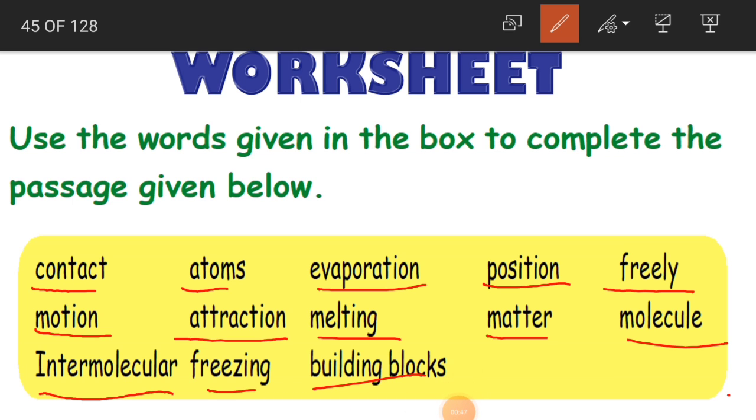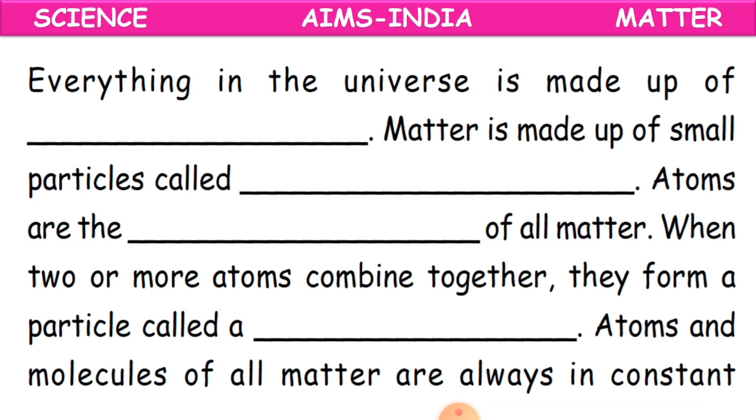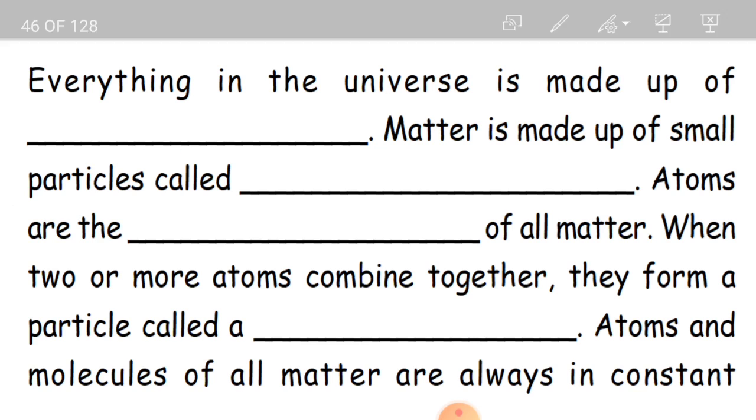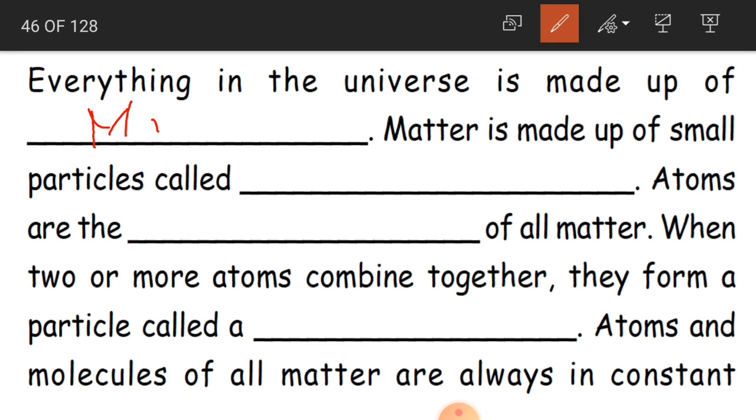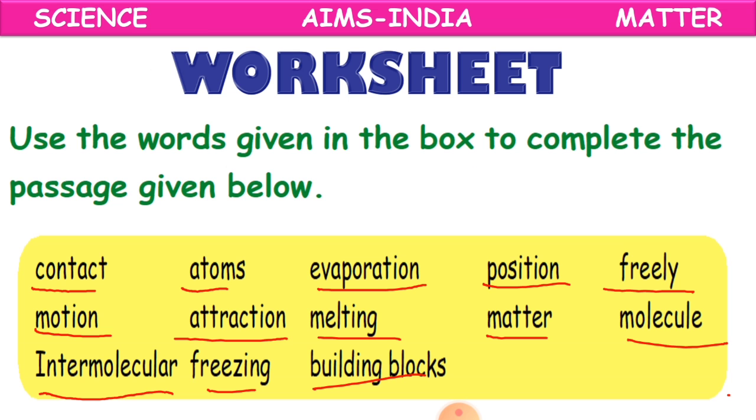Okay, now let us see the passage. Everything in the universe is made up of dash. Everything in the universe is made up of what? Is made up of matter. And matter is made up of small particles called what? Atoms. Okay, and atoms are the dash of all matter. Atoms are the dash of all matter. So from this, what can you fill, children?